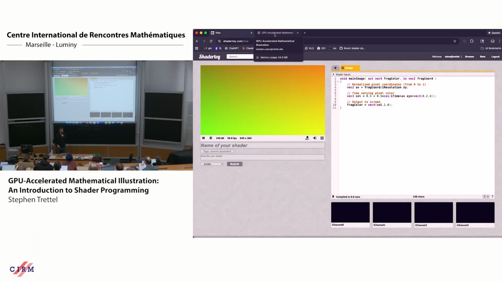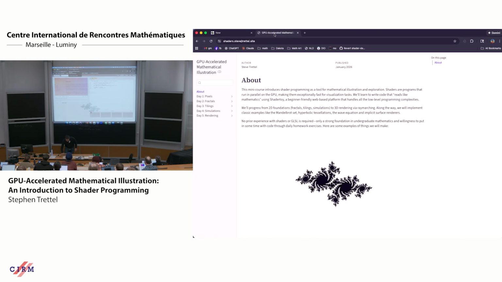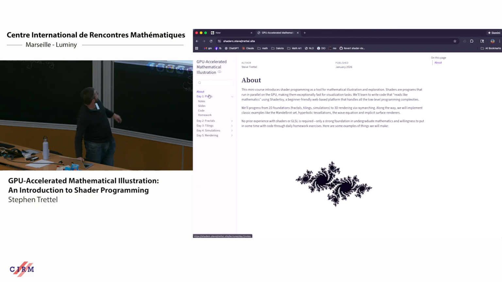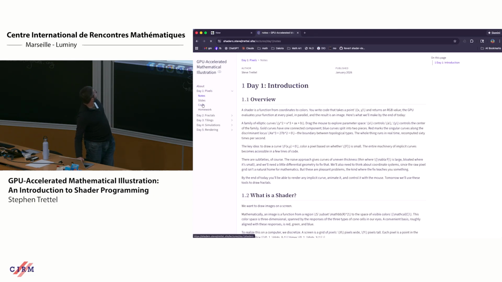But okay, so that's the sort of images we're gonna talk about. There's the sort of images you can make using this sort of GPU programming. The main idea that I wanna talk about is how these images are produced. So day one on our notes here is called pixels.